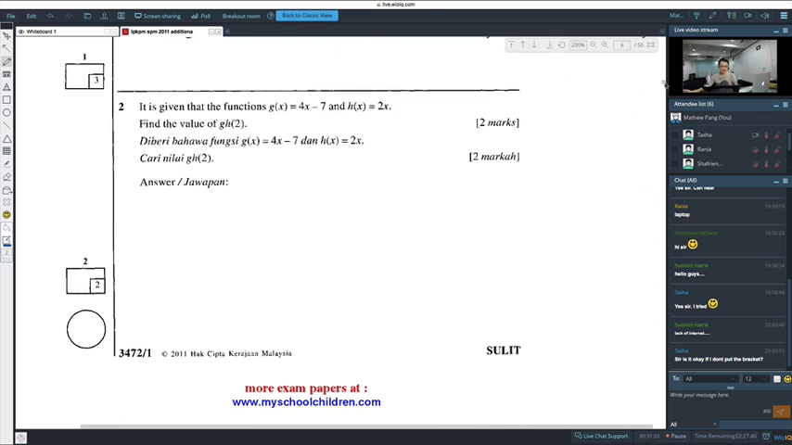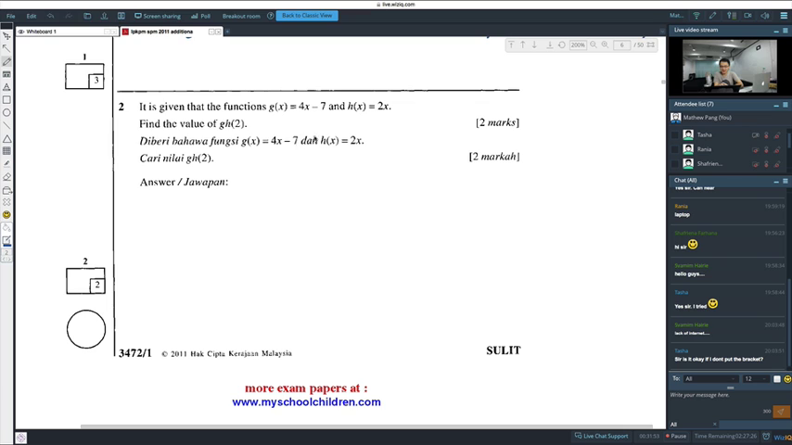For the second one is a function. Okay, for this function question, it's given that the function g(x) is this one, h(x) is 2x. Find the values of gh(2).